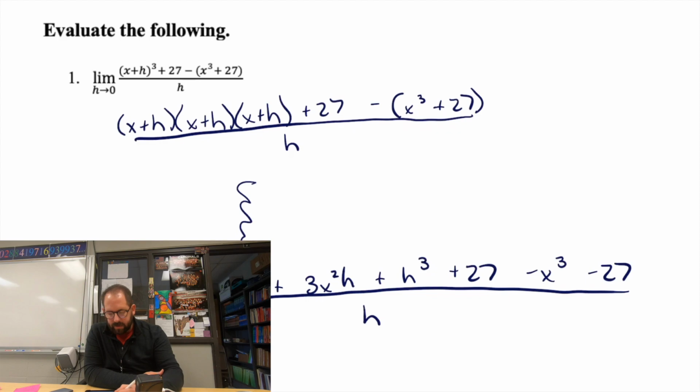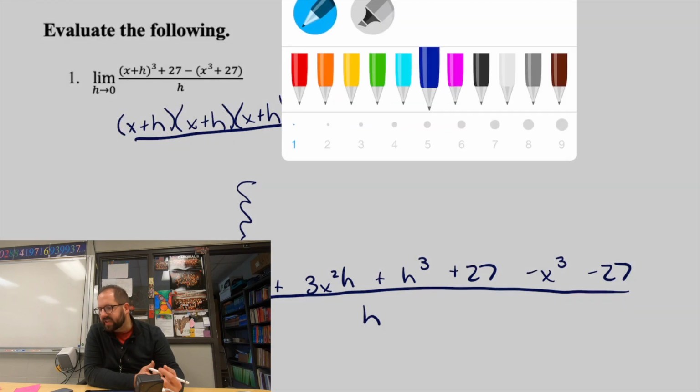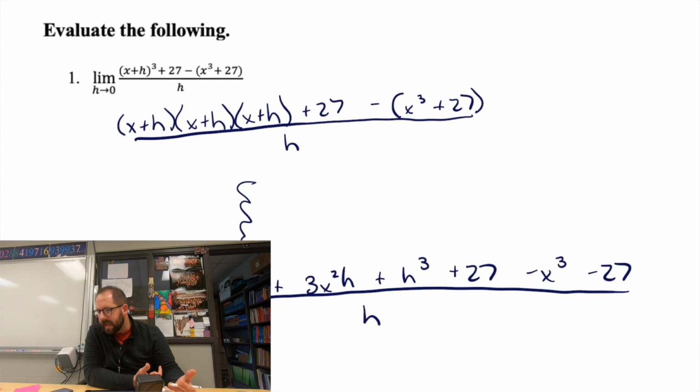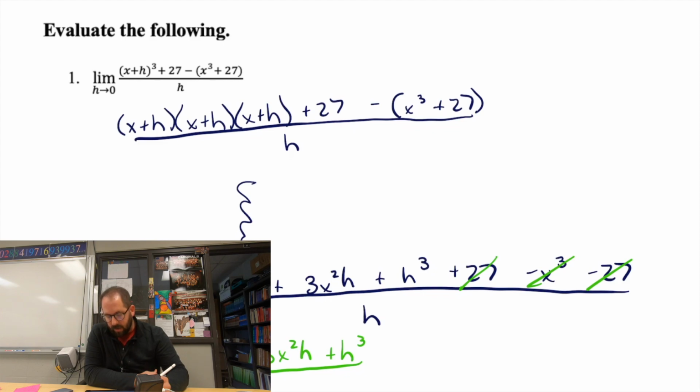On the top, things start to cancel. You can see it. The x cubes cancel, the 27s cancel. You can just kind of see that was going to happen. What I'm left with is 3h squared x plus 3x squared h plus h cubed, all divided by h. And this is the limit as h approaches 0. Now I still can't plug in 0. Do you agree that I can't plug a 0 in for h yet? Because you can't divide by 0. So we have to keep going and keep simplifying.